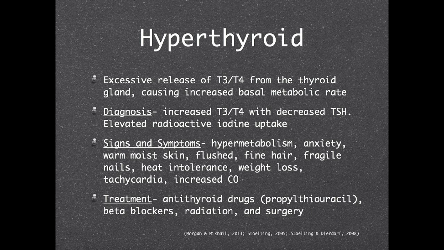As just mentioned, hyperthyroid is the excessive release of T3 and T4 from the thyroid gland, causing increased basal metabolic rate. Its diagnosis is usually confirmed by noting increased T3 and T4 with a decreased TSH, or an elevated radioactive iodine uptake. Signs and symptoms include hypermetabolism, anxiety, warm, moist skin, flushed skin, fine hair, fragile nails, heat intolerance, weight loss, tachycardia, and increased cardiac output. Treatment involves antithyroid drugs such as propylthiouracil, beta blockers, radiation, and surgery.